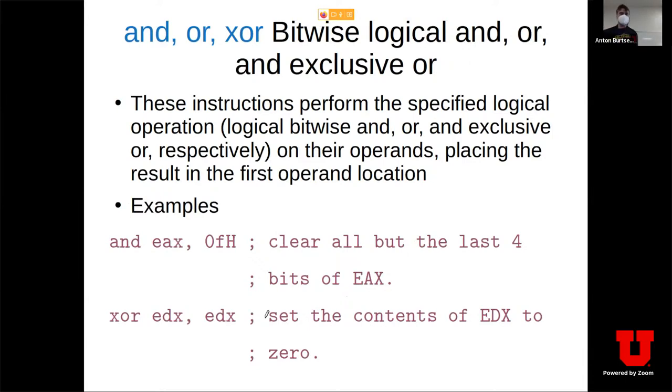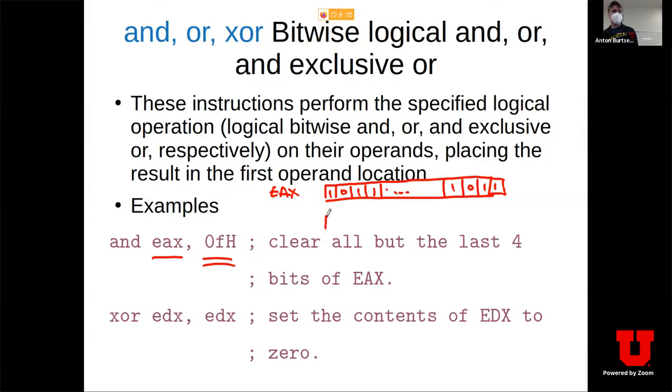Bitwise logical AND, OR, and XOR perform the specified logical operation on the operands, placing the result in the first operand location. So essentially here, it's EAX. It says clear all but the last bits of EAX. Who can tell me why it works this way? I ran into cases where people don't understand those bit operations. Imagine this is EAX. It contains some bits like 1, 0, 1, 1, and so on, and maybe 1, 0, 1, 1. Since we do an AND with this mask, which is 0F, the mask will look like this.